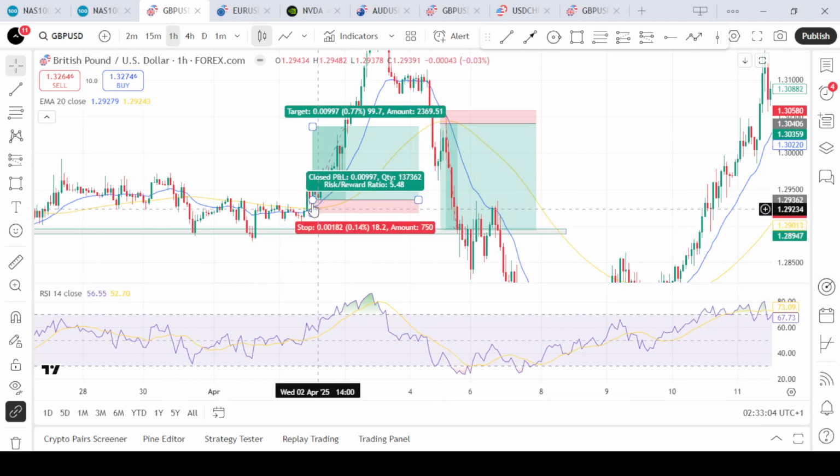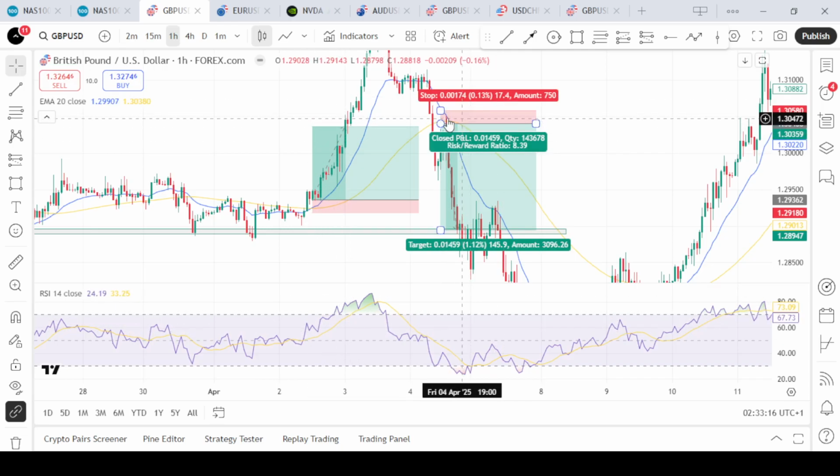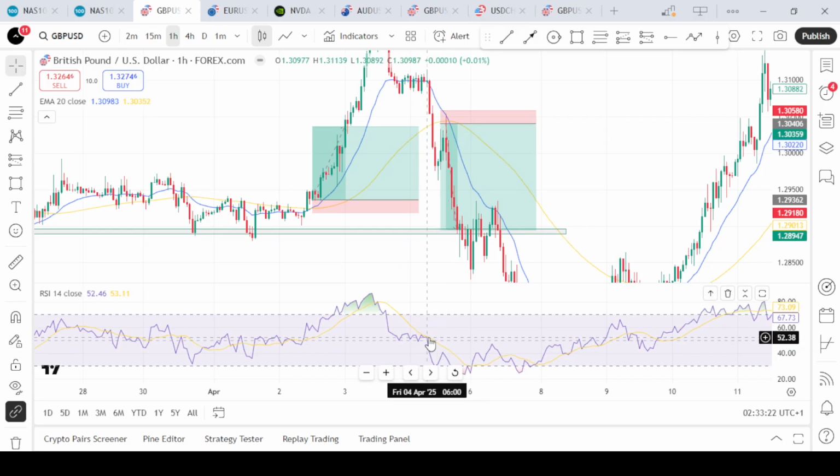And as you can see in this area that we wanted to enter our buy trade, you can see price was trading above the 50 region, which signifies we are in a buy scenario. And as you can see in the short trade, price was trading below the 50 region, which signifies that we are in a selling area in the market.